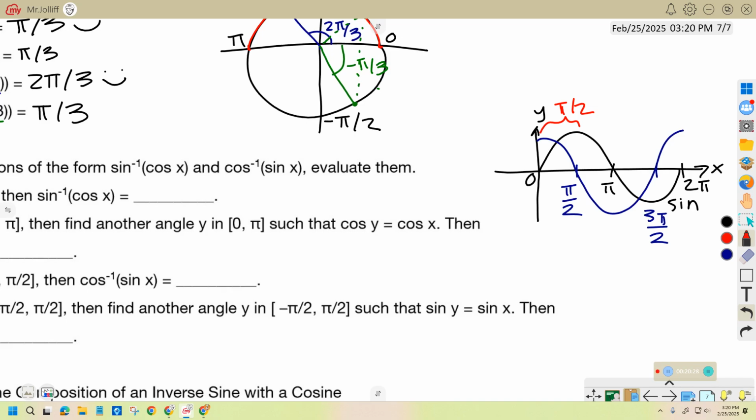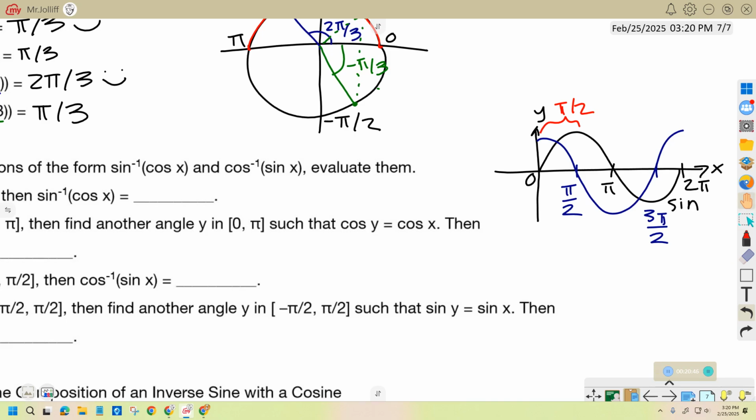Which means when I take sine inverse of cos, or cos inverse of sine, whatever angle was the input, I have to shift it by pi over 2. Because sine and cos don't line up. I have to shift. Yeah? That's the only change.